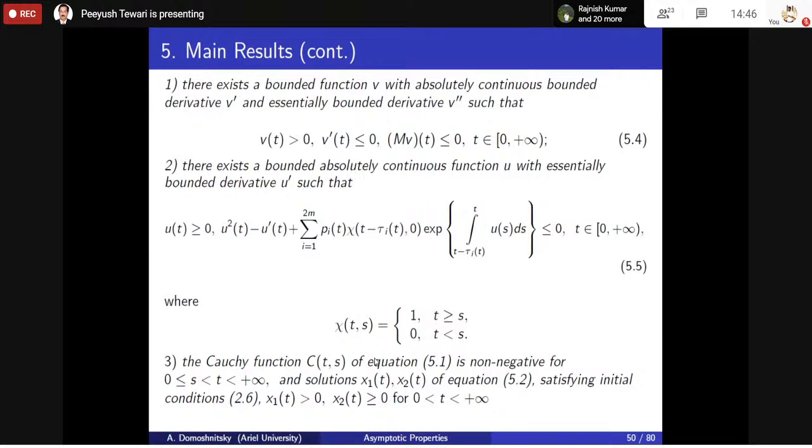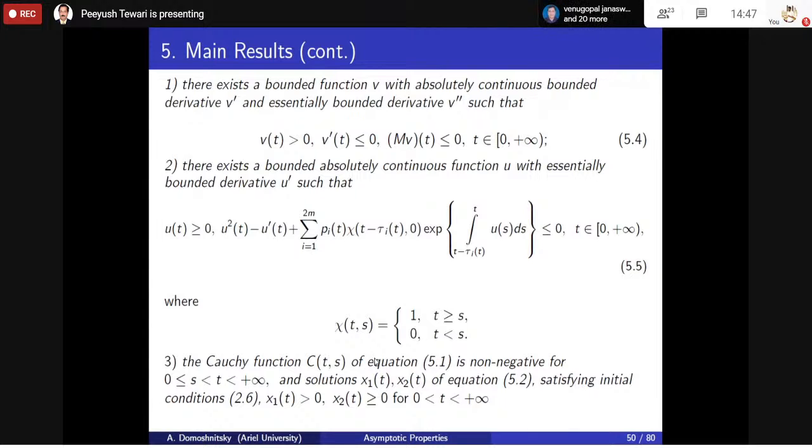There are three equivalent assertions. First, there exists a corresponding function V satisfying the corresponding inequality. Second, there exists a bounded absolutely continuous function U satisfying the corresponding inequalities. And the third is that the Cauchy function C(t,s) is non-negative.